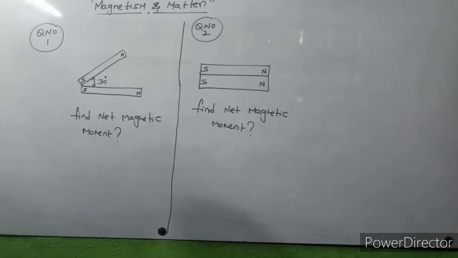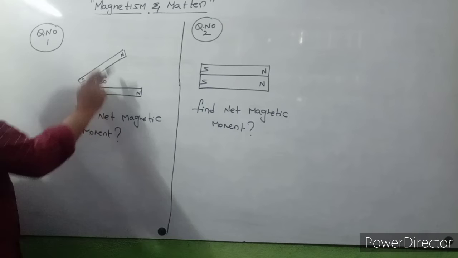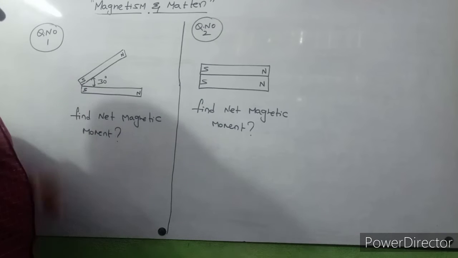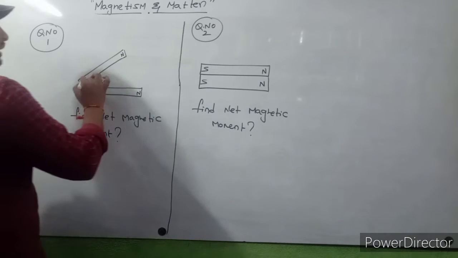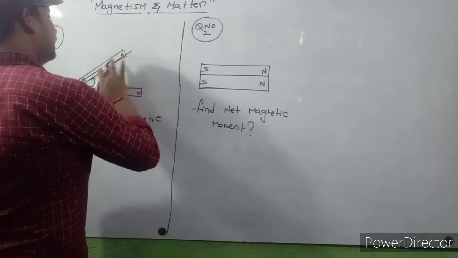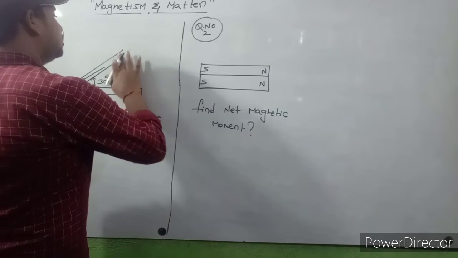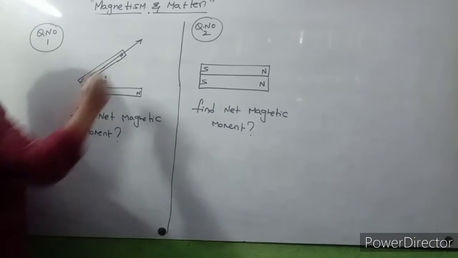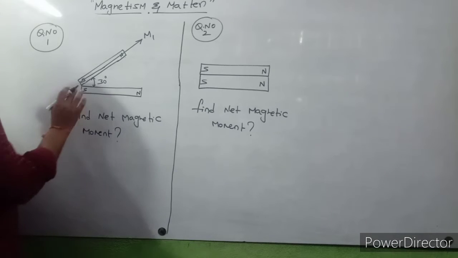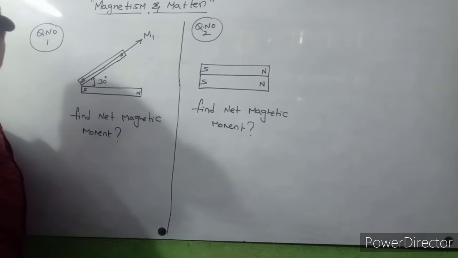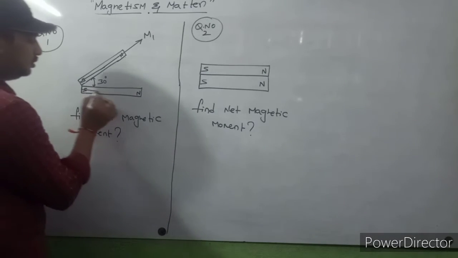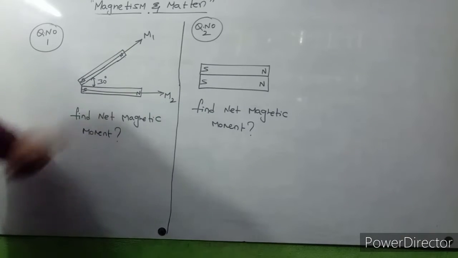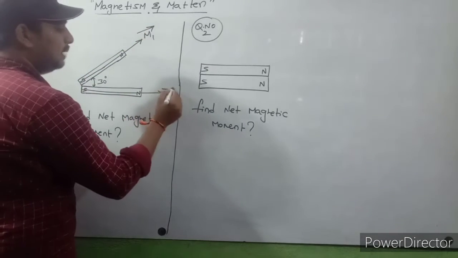So find direction of magnetic moment. Here we are taking 2 bar magnets. The 2 bar magnets have a 30 degrees angle between them. Find net magnetic moment. Direction of magnetic moment of first bar magnet is like this direction. This I consider as M1. You already know magnetic moment direction is always from south to north. This is M2. So this is M1 bar vector, this is M2 bar vector.